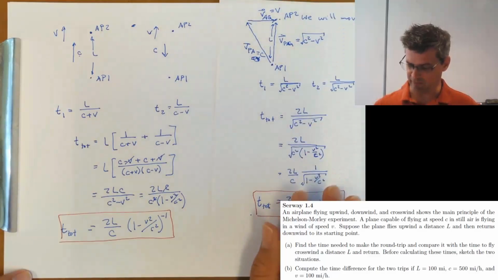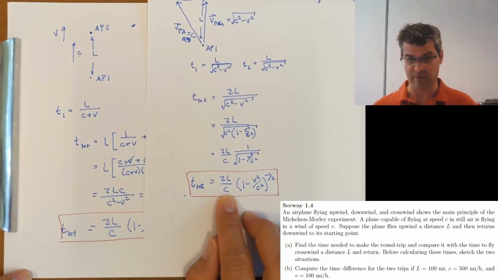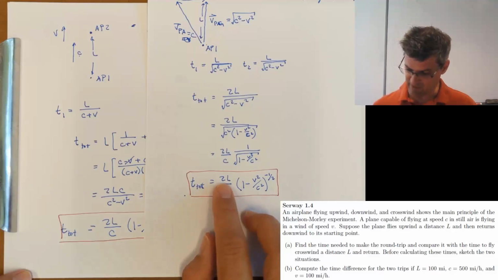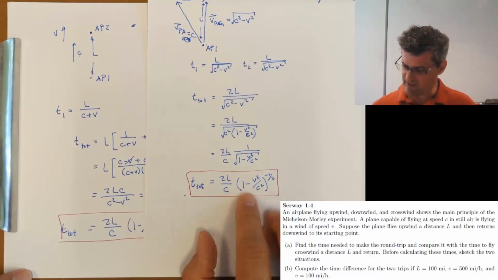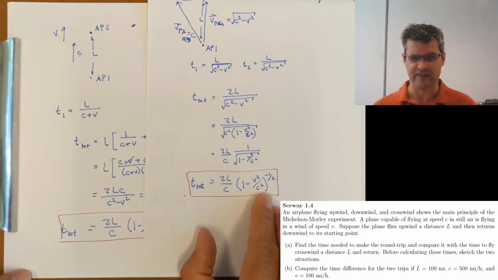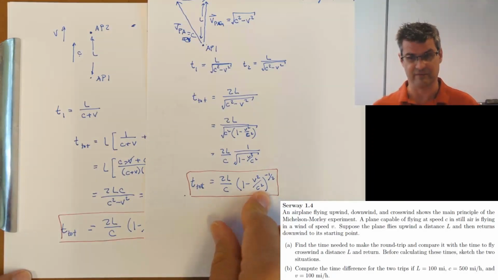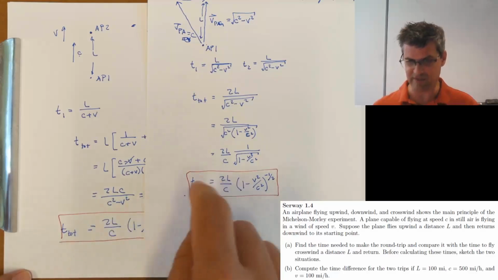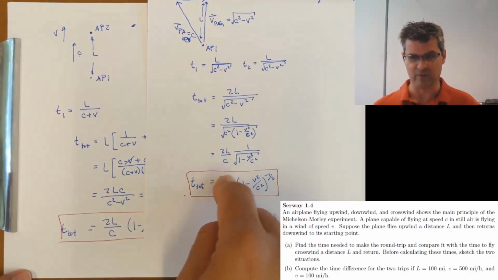When we were flying perpendicular to the wind on a different windy day, we still have this 2L over c factor, but this is not to the negative 1 power. This is to the negative 1/2 power. This is different. These two times aren't the same. Depending upon how the wind is blowing, we're going to get different results.